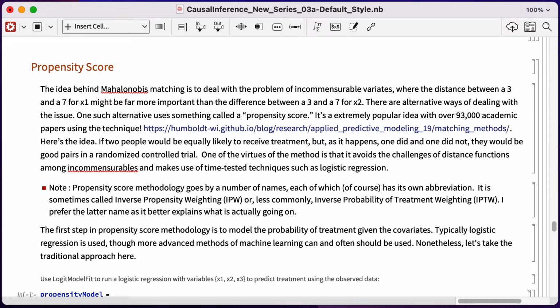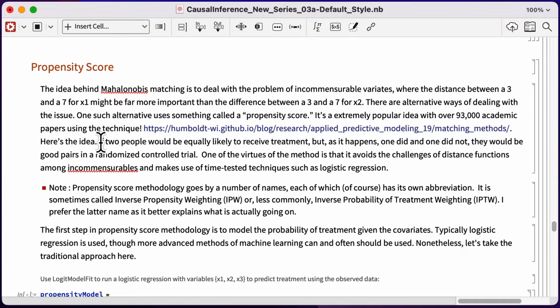Okay, so why do we have to go through Mahalanobis matching? At bottom, it's because the variables are scaled differently, and if we're going to use a distance metric, we have to address that point. There's another method, though, which I guess 93,000 academic papers use. It's called a propensity score.